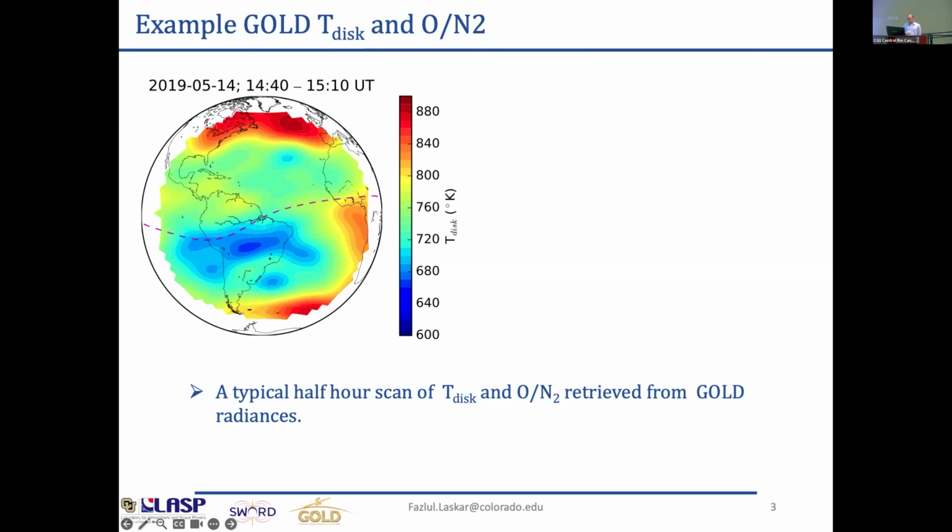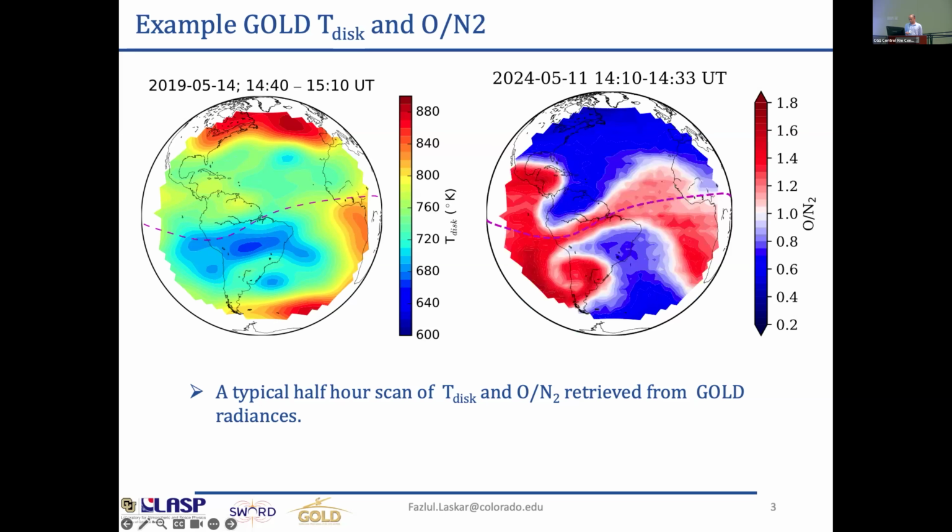I'm not going into the details of the retrieval of neutral density here, because our aim is to discuss the assimilation. One of the other products that we get is the O/N2 ratio. This is one example from our recent superstorm, where we observed that O/N2 showed a very fascinating feature that I believe our modeling community will have a hard time reproducing and explaining. This came out in GRL, I think, a couple of weeks ago.